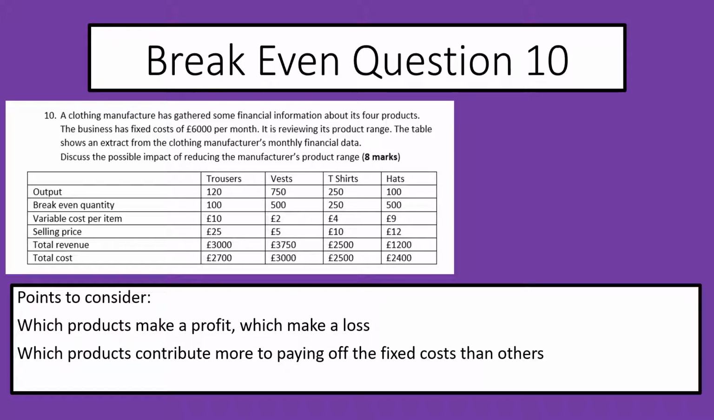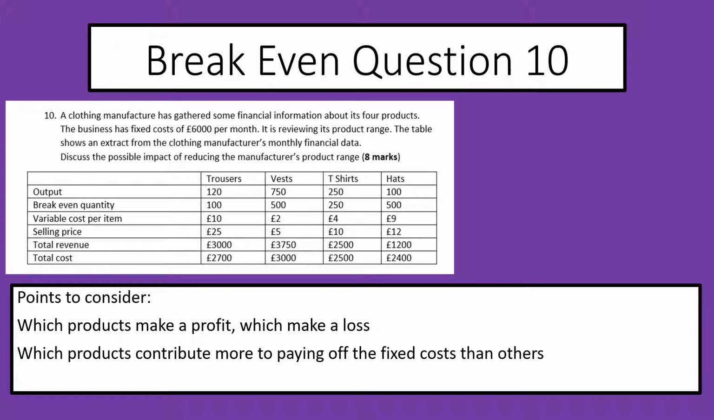We can see vests, they make £750 a month. They make neither a profit nor a loss. They break even on t-shirts, and they actually make a loss of £1,200 on hats. So they are losing more money than they are making. Of course, they would like to change their product range.